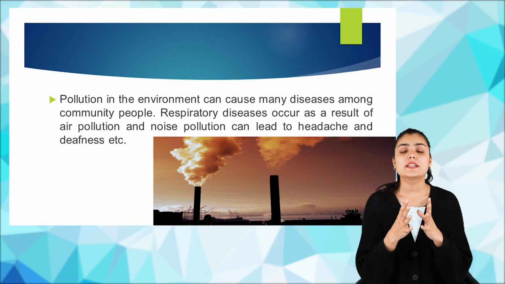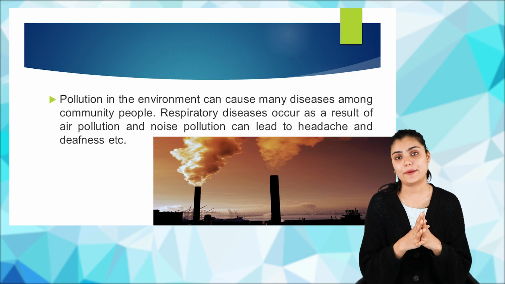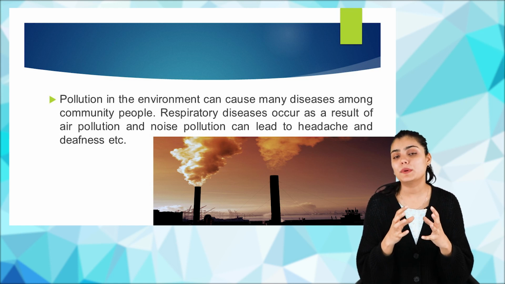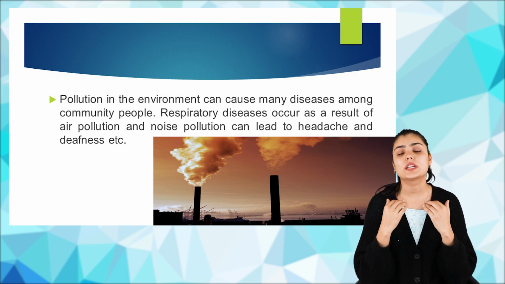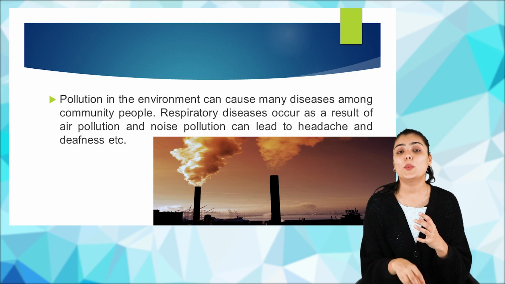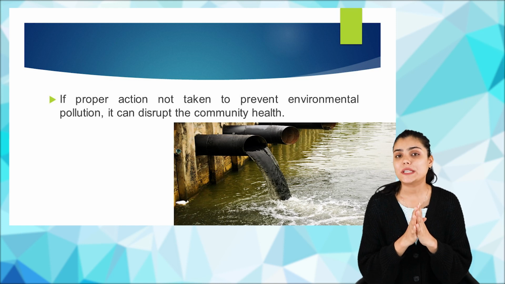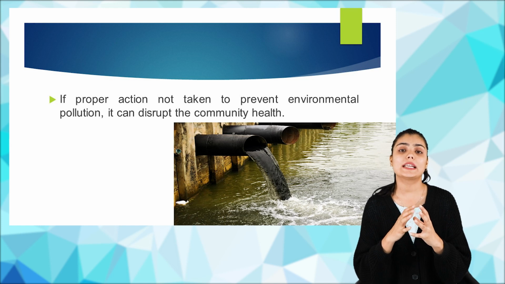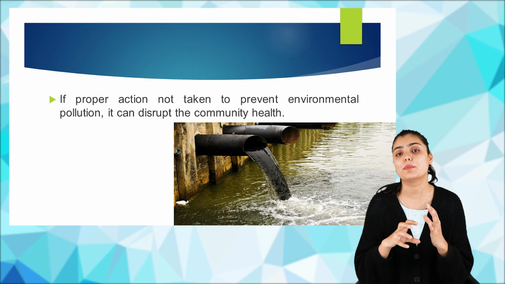As I said, the first way through which community health can be achieved is by providing a safe environment. If there is pollution in the environment, it may cause many diseases among the people in the community. Respiratory disorders especially occur because of pollution in the environment. So a proper safe environment for the community people to live in will help the people to achieve community health. Proper actions must be taken to prevent any kind of environmental pollution so that it does not harm the health of an individual, and does not harm the health of the community.